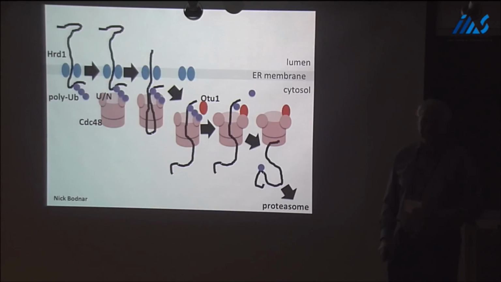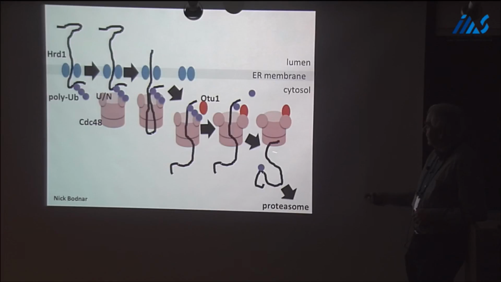Now the surprising thing for me was that Nick found that you can pull an oligo-ubiquitin chain through the central pore. The ubiquitins are unfolded. There's about 5 to 10 that you can pull through the central pore, and then they refold on the other side, presumably.